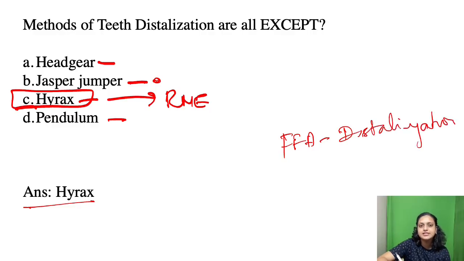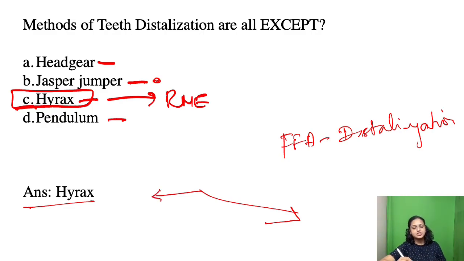For this only reason I added this question, because if you see Jasper jumper, a fixed functional appliance, you will immediately jump into the answer without reading the next option. So Jasper jumper or any other, like Herbst, whatever it is, does give molar distalization as a reciprocal effect. They are pushing the mandible forward, and the same way the maxilla is also going backwards. So molar distalization happens in such cases. So in such questions, read the options carefully and then answer.